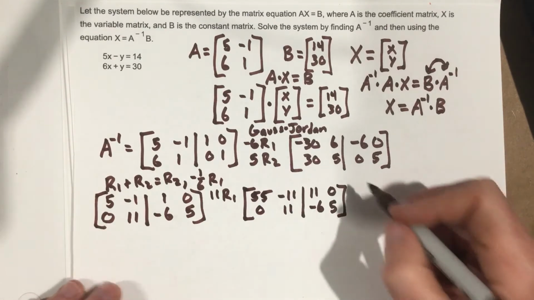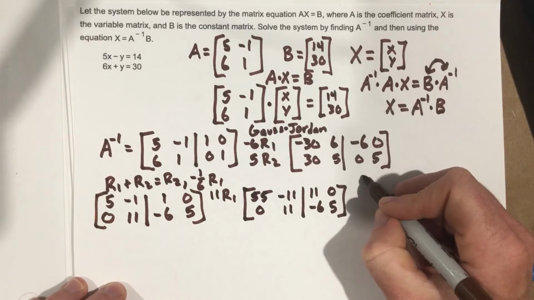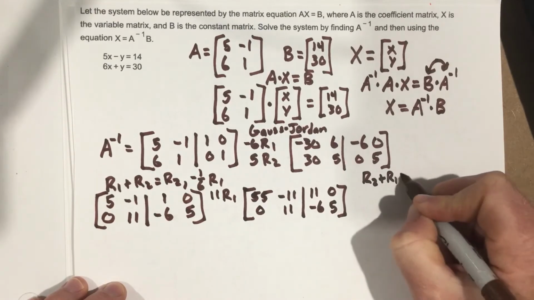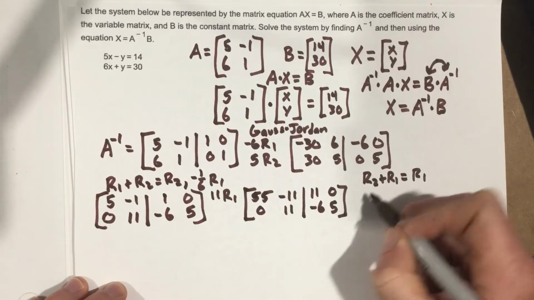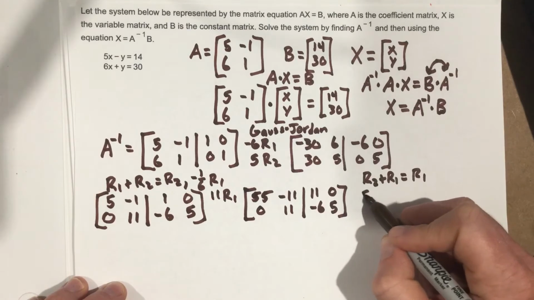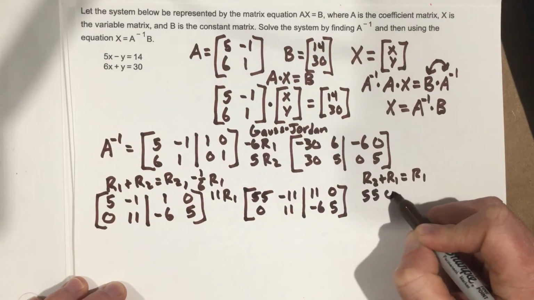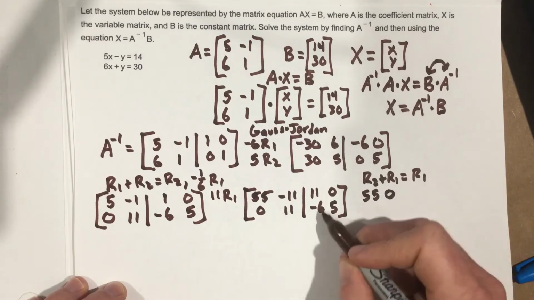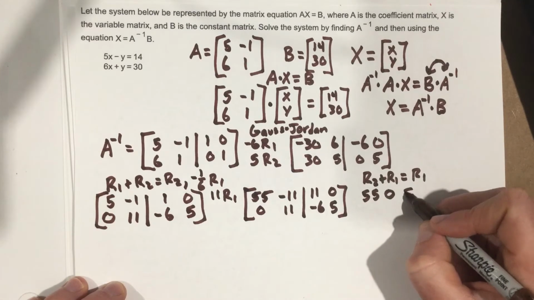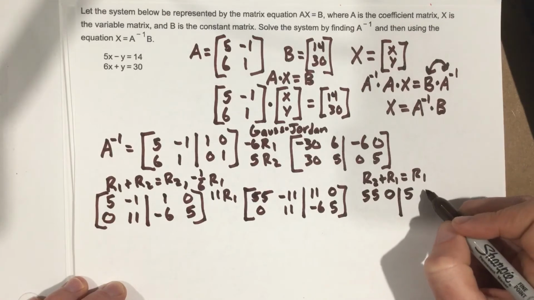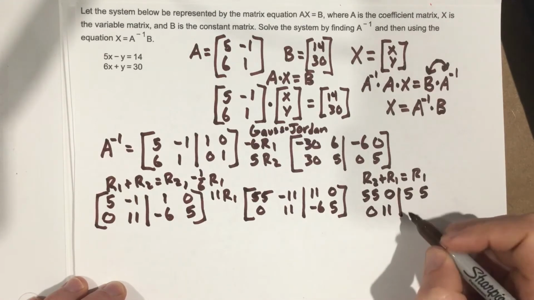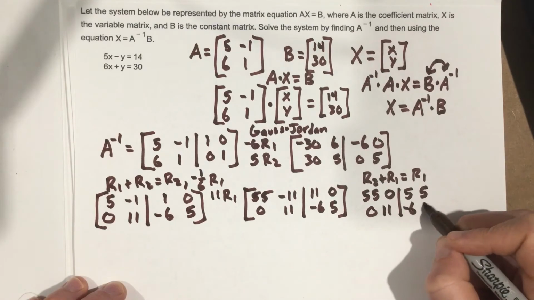Now I'm going to add row 2 plus row 1 is going to equal row 1. So when I do that, I get 55, 0, negative 6 to the 11 will give you a 5. And this will be 5 as well. On the bottom, I get 0, 11, negative 6, 5.